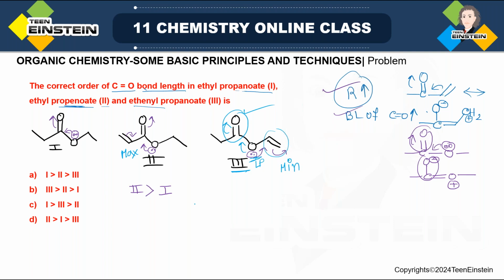That means the maximum C double bond O bond length you will find in case of 2, after that it is 1, and then it is 3, and it is matching with the last option. Clear? So this is the way we have to solve this problem.